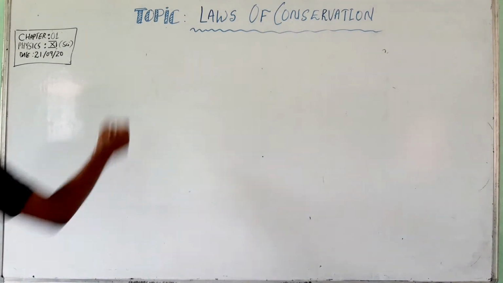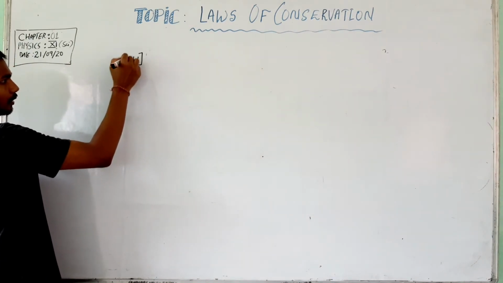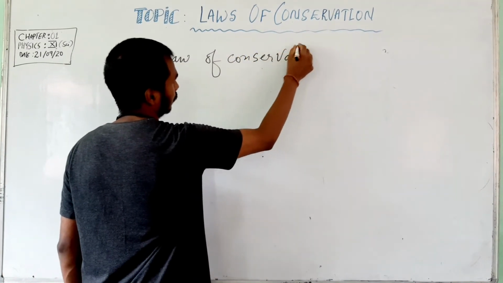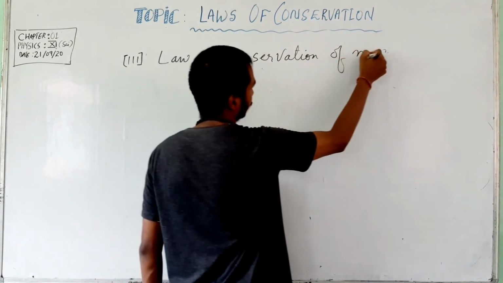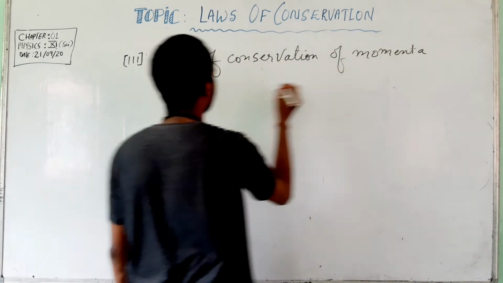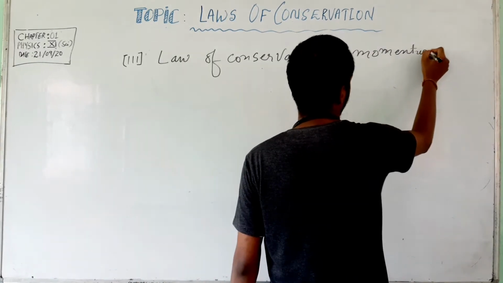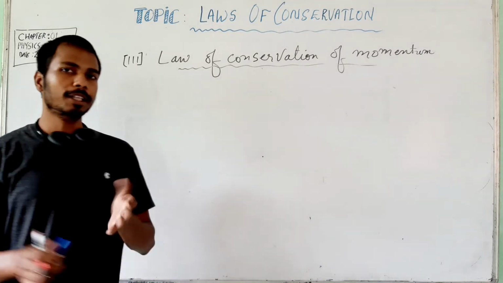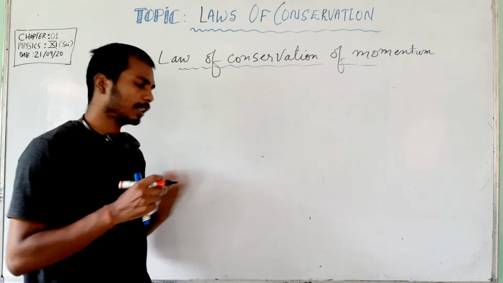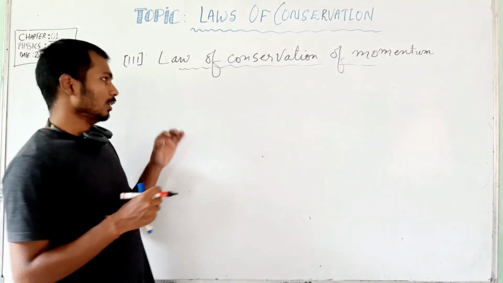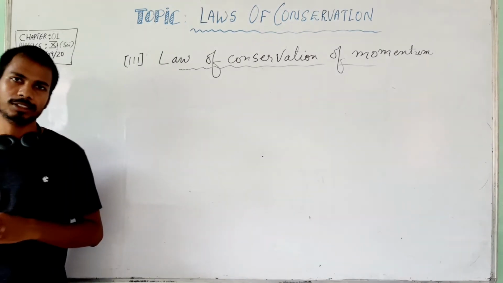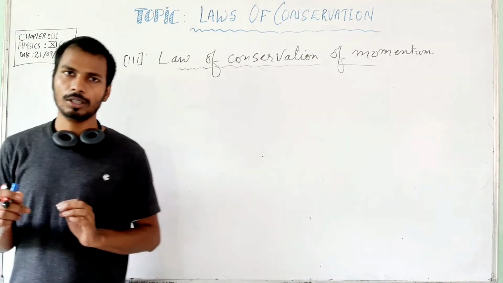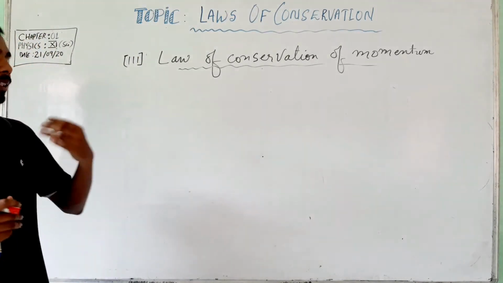The next law of conservation, number 3, is the law of conservation of momentum. In the law of conservation of momentum, you have learned in class 9 that the linear momentum of a system is conserved. The sum of initial momenta is equal to the sum of final momenta, in the case of straight line motion, as you studied in class 9.